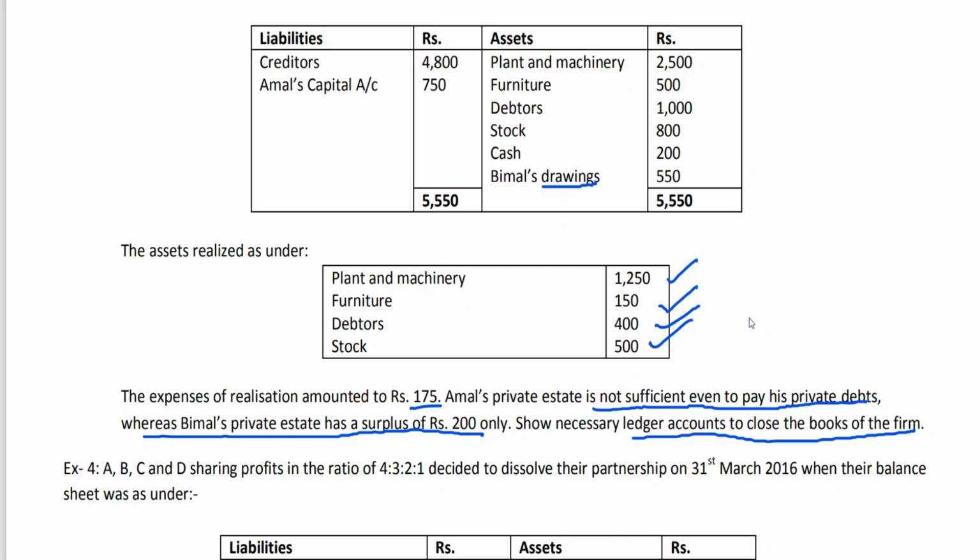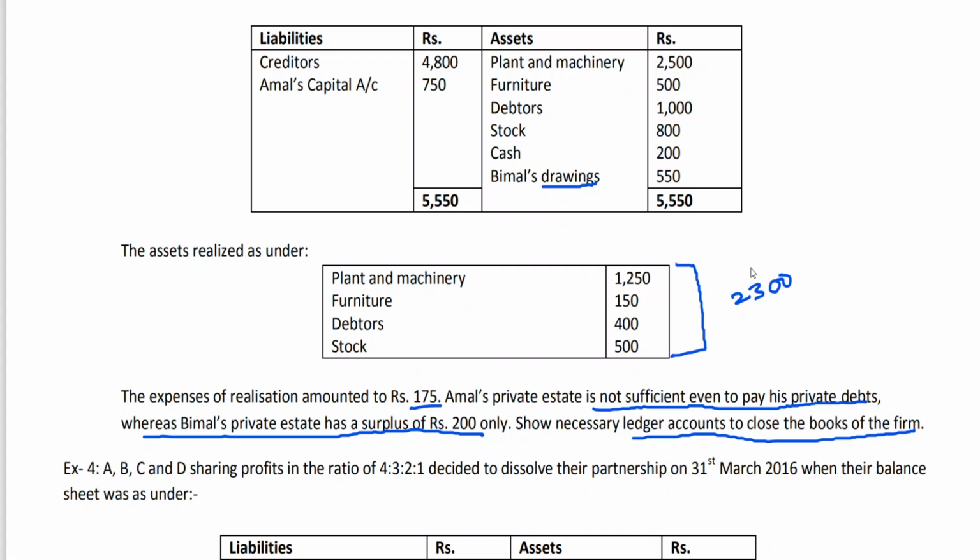Then why has this information been given? He has not mentioned that any partner has become insolvent. So we do one thing to cross-check: we take the total of these four assets. Plant 1250 plus 150 plus 400 plus 500. You add, the total of this is coming to 2300.